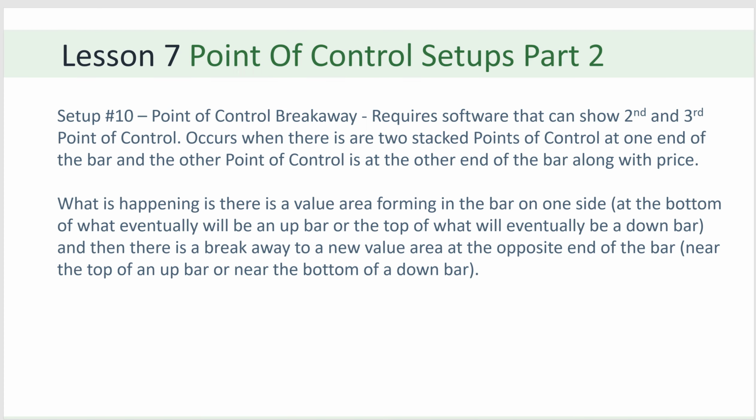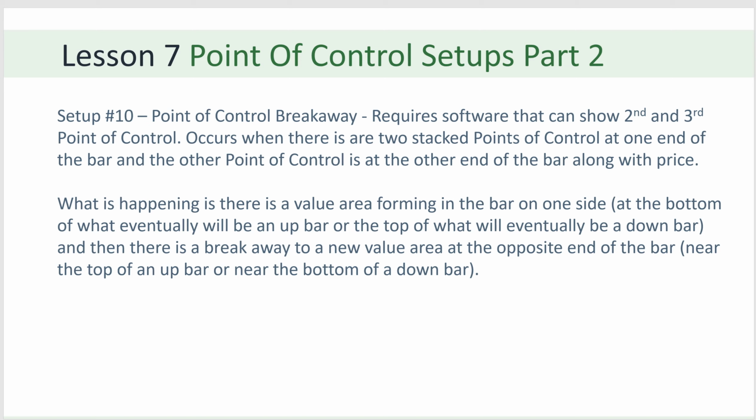Okay, so moving on to the last setup, which is the point of control breakaway. And now again, this requires software that can show the third and second point of controls, and occurs when there are 2 stacked point of controls at one end of the bar, and the other point of control is at the other end of the bar along with price. It's like a double distribution or triple distribution bar, but it's basically a double distribution. What's happening is value is forming at one side of the bar at the bottom of what will eventually be an up bar, or at the top of what will eventually be a down bar.